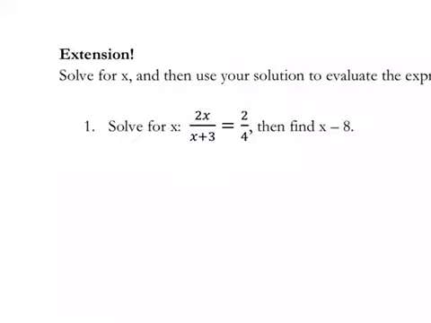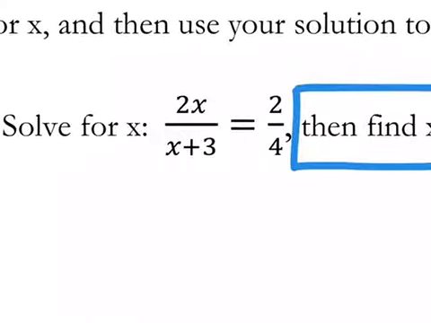Now, in the last page of the notes, we're going to do a two-part thing here. You're going to cross multiply in order to solve for x, and then you're going to find out what x minus 8 is. Now, the second part here, this find x minus 8, we won't be able to do that until we actually know what x is. So we're going to save that blue box until the end.